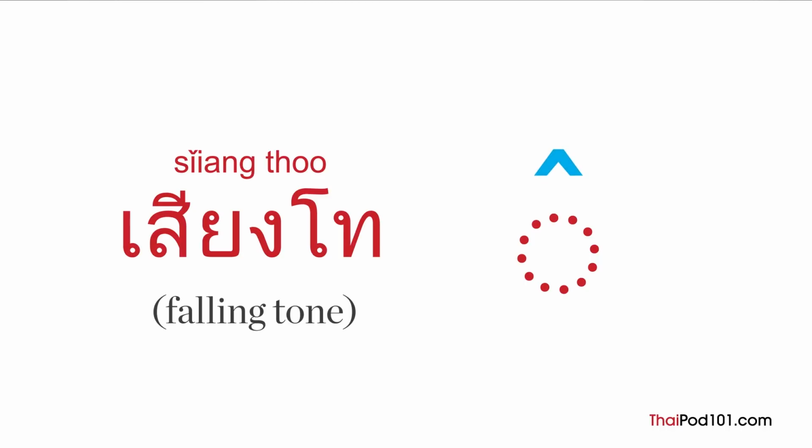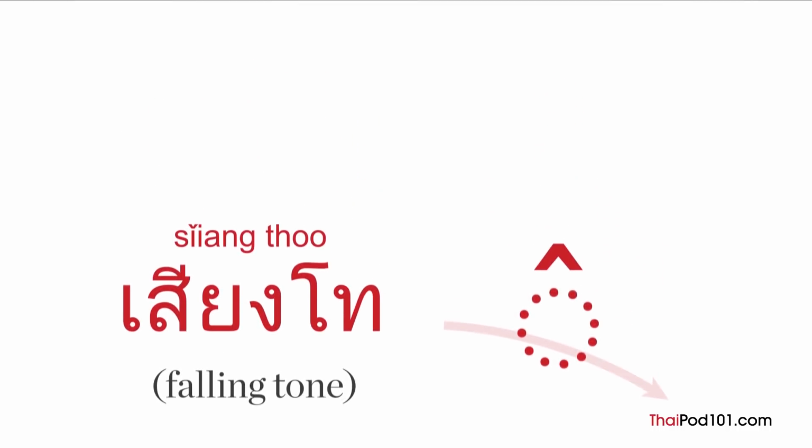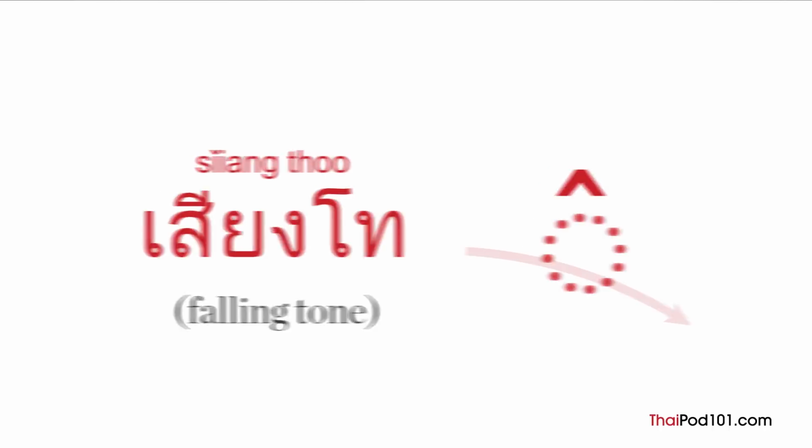Just like the transliteration remark, this tone first goes up and then down. After all, it is the falling tone. We need to go up first in order to be able to fall. To say this tone, focus on pitching your voice to go slightly up first and then to fall down at the end of the syllable.